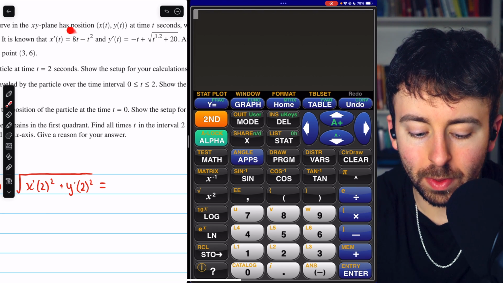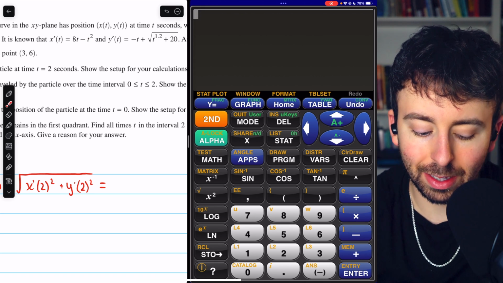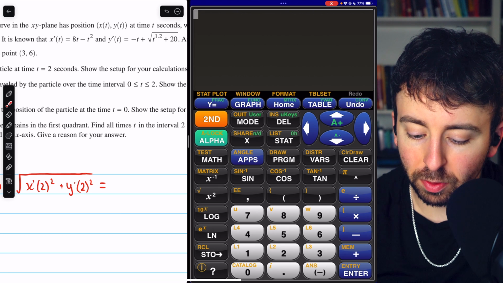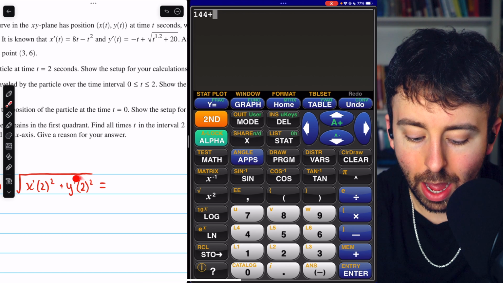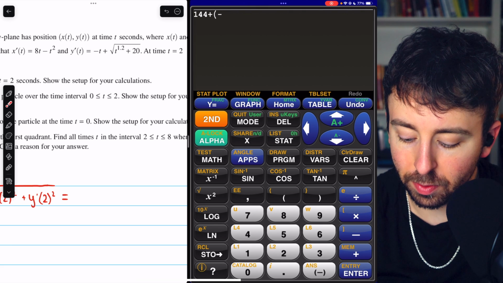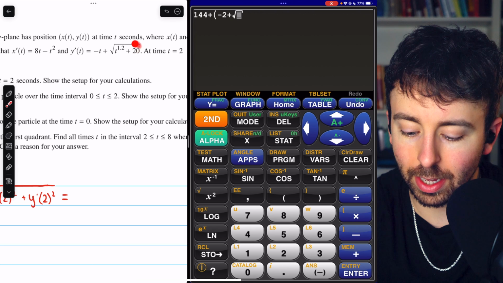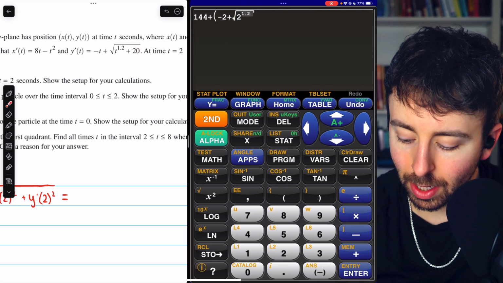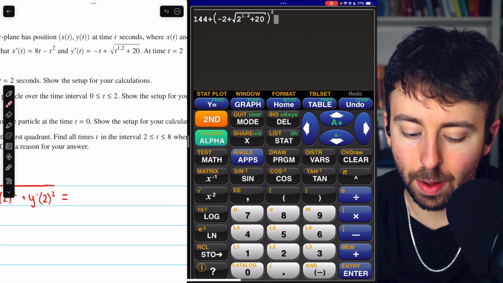X prime of 2, that's pretty easy to evaluate. That would be 8 times 2, which is 16, minus 4. So that's 12. But then we have to square it, which is 144. So x prime of 2 squared is 144, and then we will have to add y prime of 2 squared. So we'll plug that in. Y prime of 2 is going to be negative 2 plus the square root of 2 to the power of 1.2 plus 20. And this whole thing needs to be squared because that's y prime of 2.